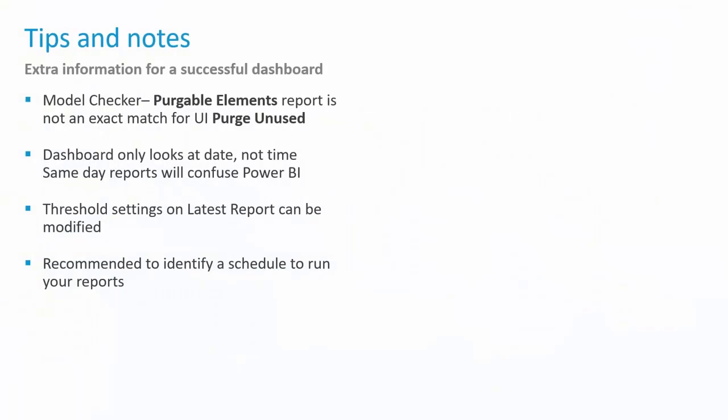Some final tips and notes, some takeaways to keep in the back of your head as you are using the provided check set and Power BI information. A note that comes up a lot of times is the model checker purgeable elements report. This is not a one-to-one match for the purge UI or for the UI purge unused inside of Revit. It is very, very close, and for simple metrics and for simple dashboard reference, we find that it's close enough, but you will notice it is not a precise one-to-one match there.